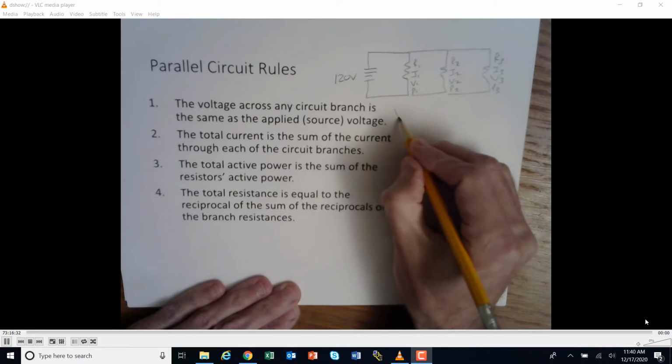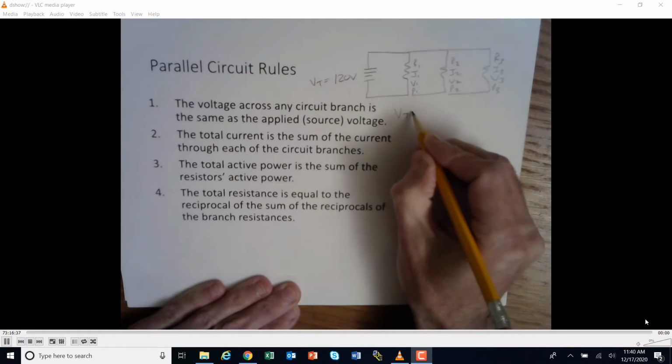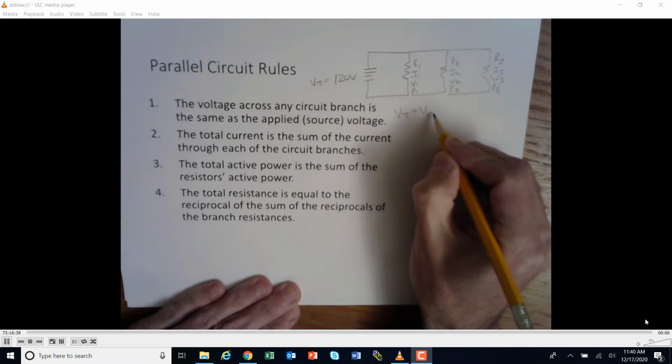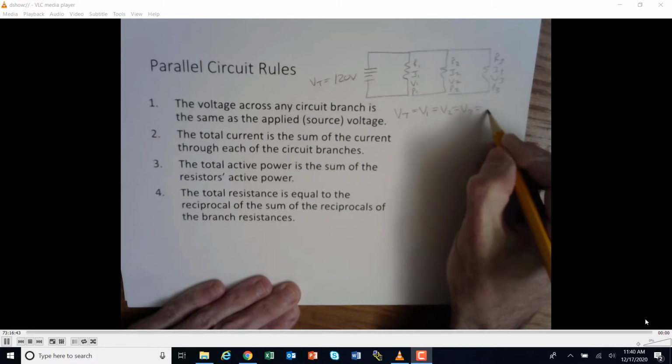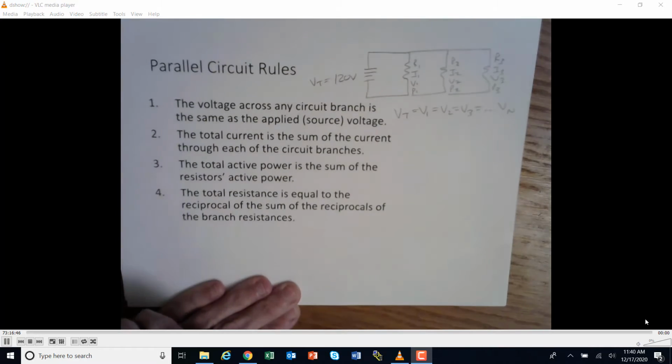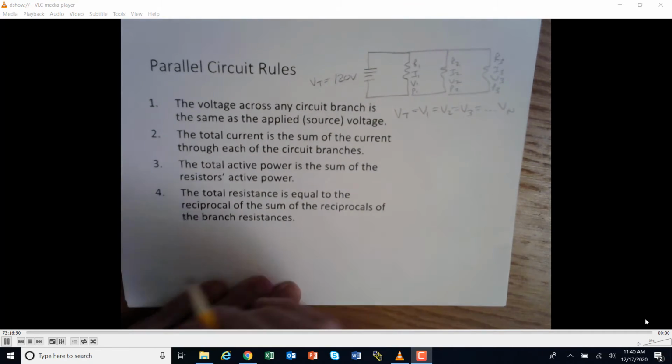So the total voltage, VT, of 120 volts, is equal to V1, which is equal to V2, which is equal to V3, which is equal to Vn, depending on how many loads. So all these loads get the same voltage, okay?